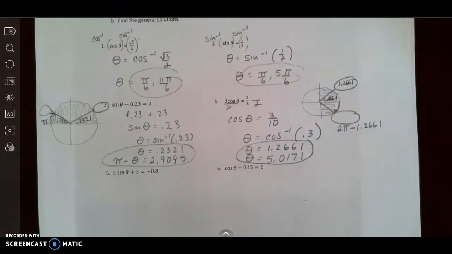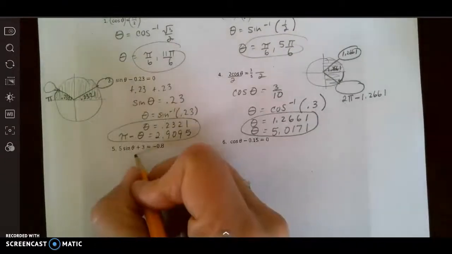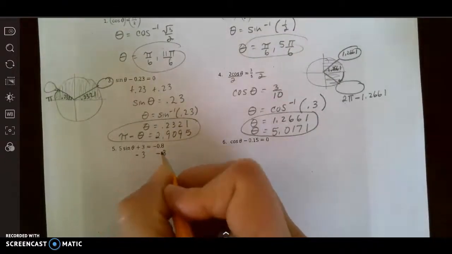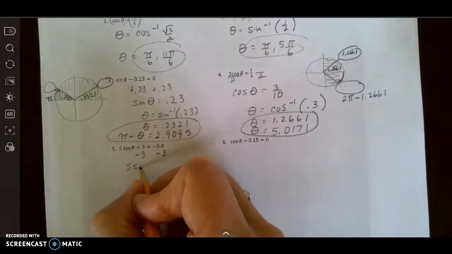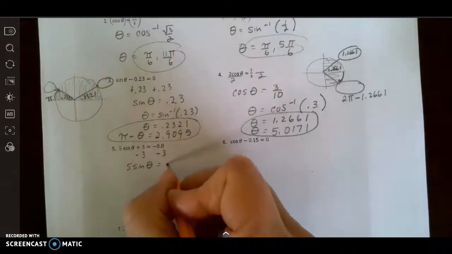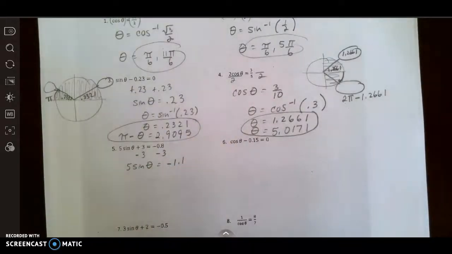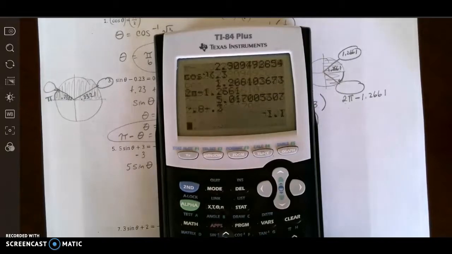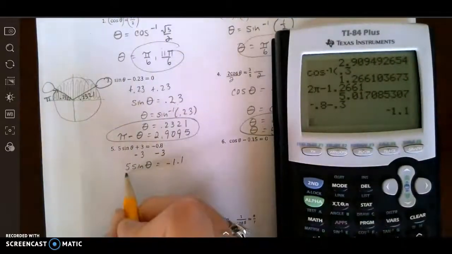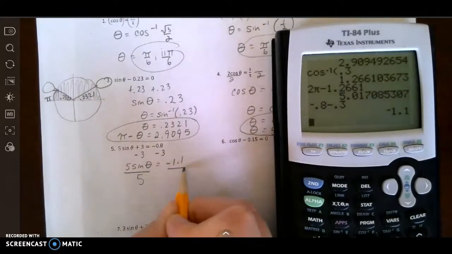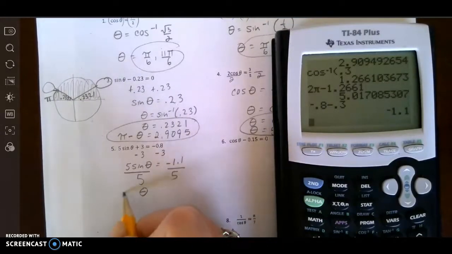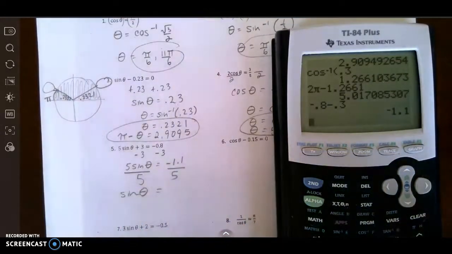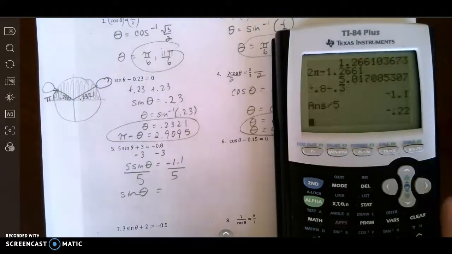Let's go on to number 5. Subtract 3 from each side, and I get 5 times the sine of theta equals negative 1.1. We need a calculator. Negative 0.8 minus 0.3, get negative 1.1. Divide both sides by 5. And I get negative 0.22.